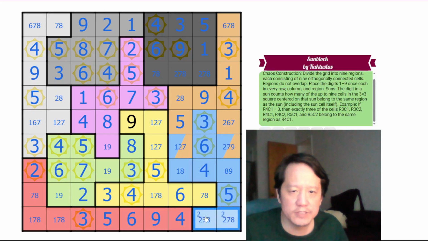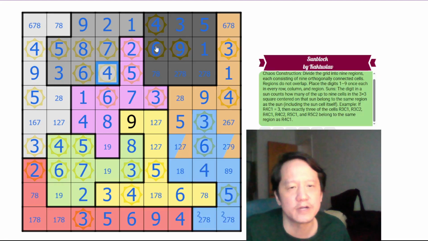We have a guaranteed 2 in the blue here. So either this is blue or this is blue. We don't know which. This satisfies 6 here. This satisfies 3 here, 5 here. So let's make sure the suns are correct.